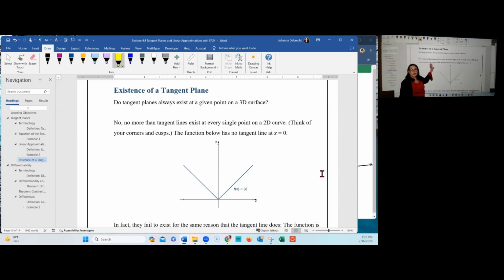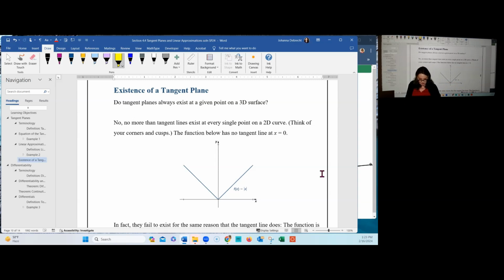Just as there are occasions in functions of one variable where a unique tangent line does not exist, there are going to be occasions in three-dimensional space where a unique tangent plane does not exist. An example in functions of one variable would be the absolute value function. It has a corner at the origin, meaning it's not differentiable there. So there's no unique tangent line because you don't know which way to draw the line.